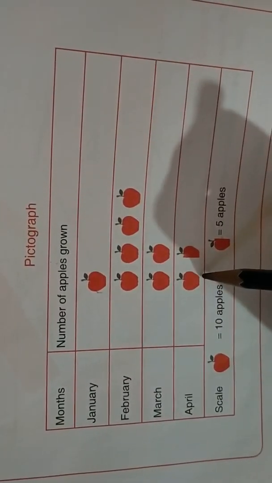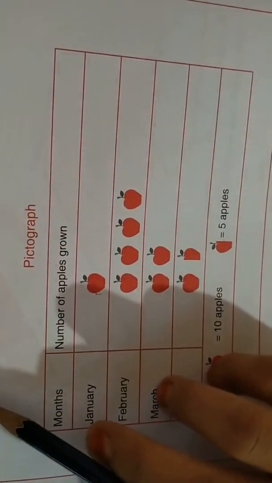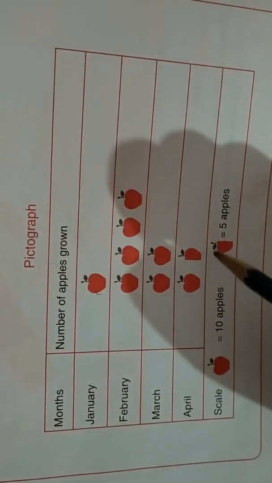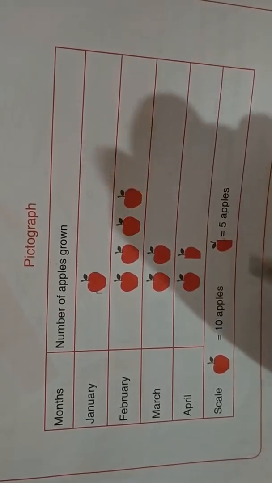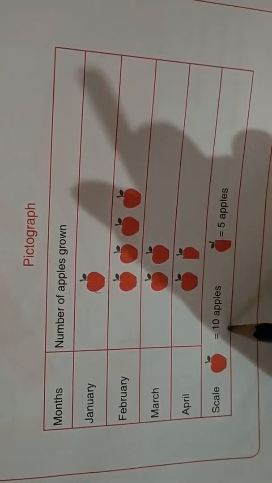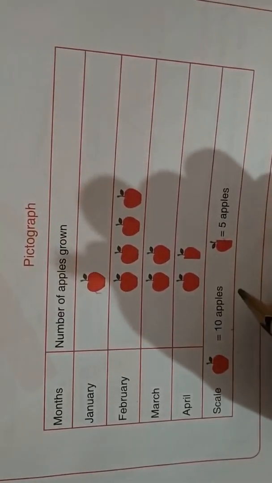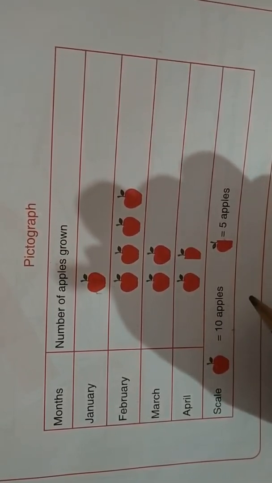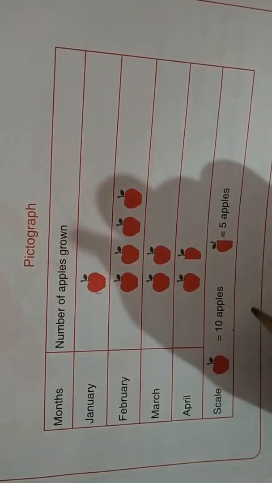In April there are 15 apples, but here we have to draw 1.5 apples, because a half apple shows 5 apples and 1 apple shows 10 apples. Got it, students? Now I'll give you 1 minute. You have to write this in your rough book.